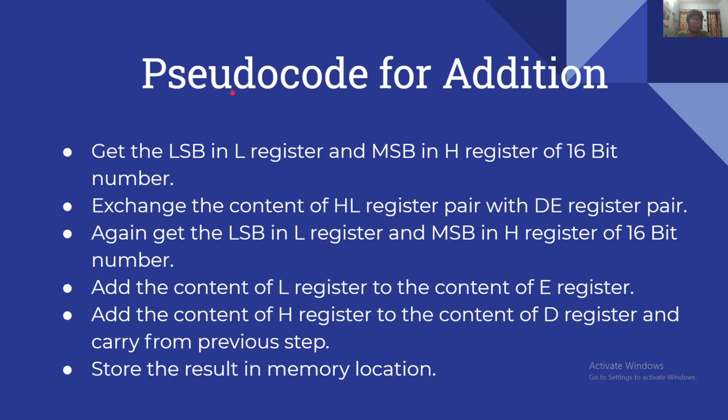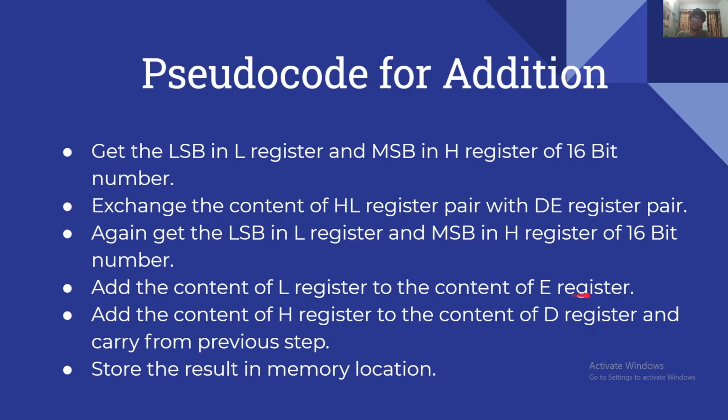Carrying on. The pseudocode for the addition is: firstly we would get the LSB in the L register and MSB in the H register, and then we will exchange the content of the HL register pair with the DE register pair. So the first number will be stored in the DE register pair, and again LSB and MSB for the second number we will store in the HL register pair.